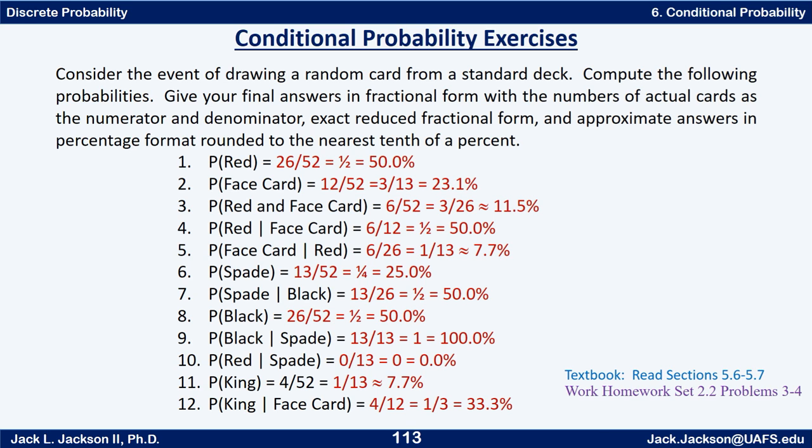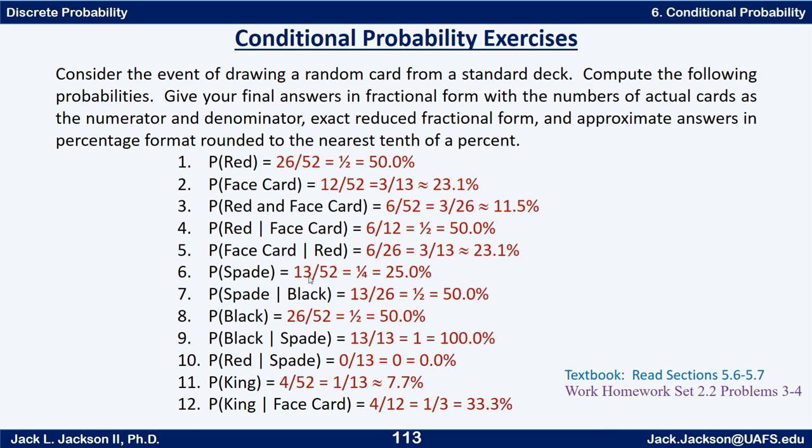Okay. The probability it's a face card given it's red: there are 26 red cards. 6 of them are face cards, so red and face card is 6. That's 6/26. That's not correct, so let's fix that. Okay, I think I have that fixed now. Let's see, where was I? Face card given red is 6 over 26. Divide top and bottom by 2, that's 3/13, which is about 23.1%.